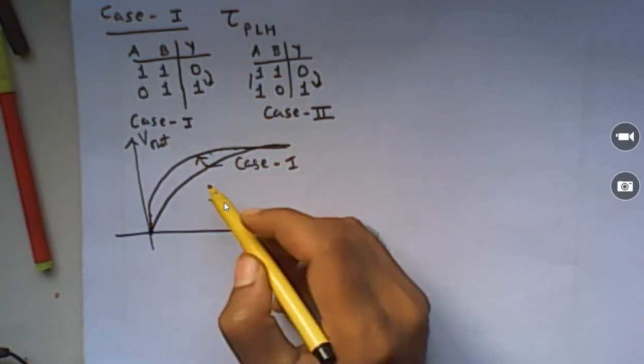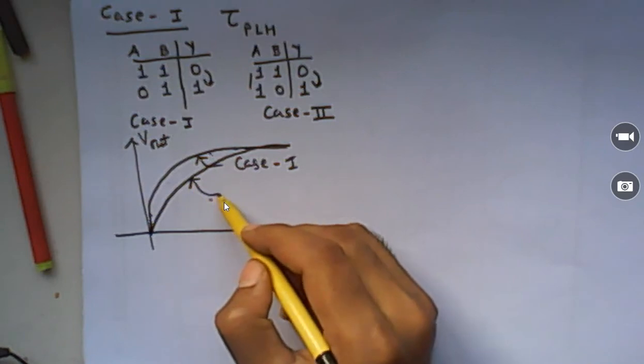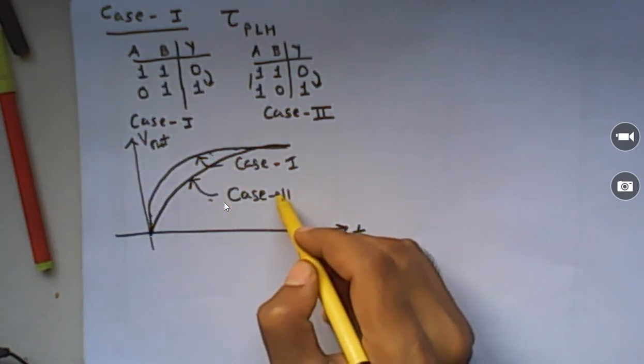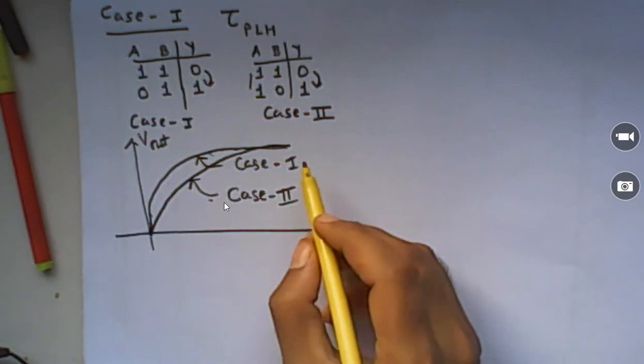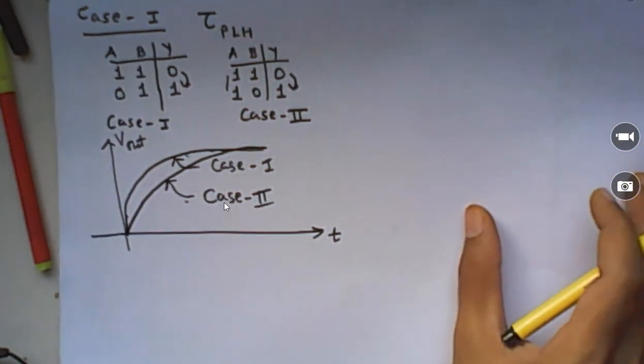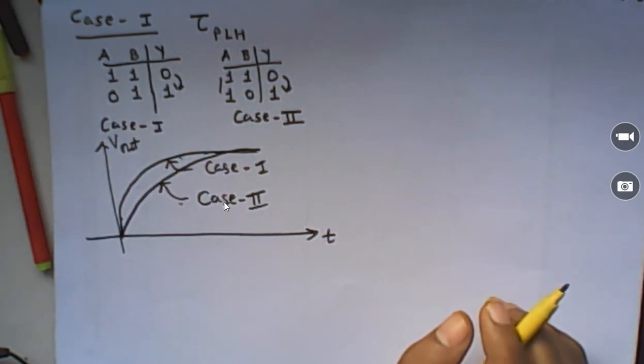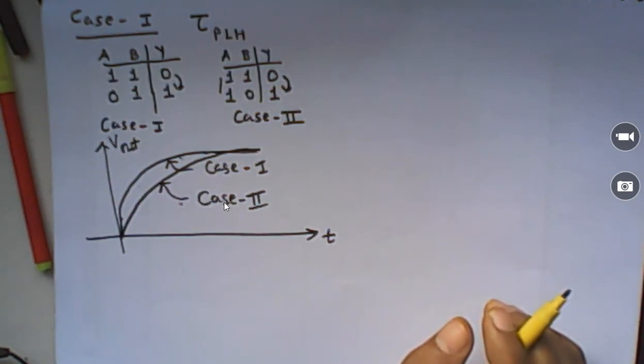So if you see, in both cases we get different propagation delay times. This is the propagation delay time for case 2. So here we can conclude that in an N structure, the MOSFET which is nearer to the output has the lower propagation delay time, so the propagation delay time of that input to the output is the lowest, and the MOSFET is toward the ground.